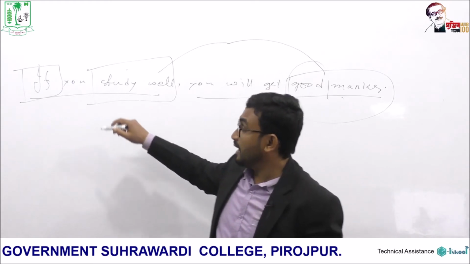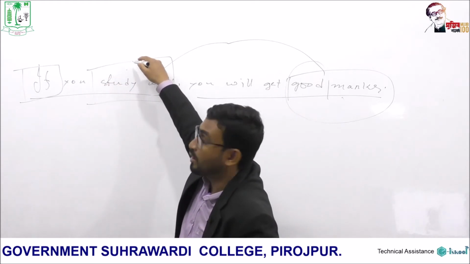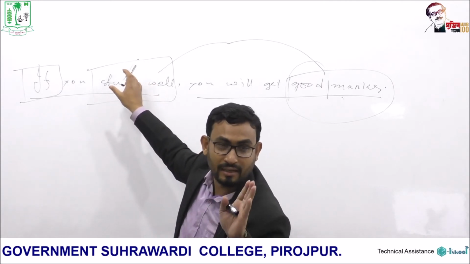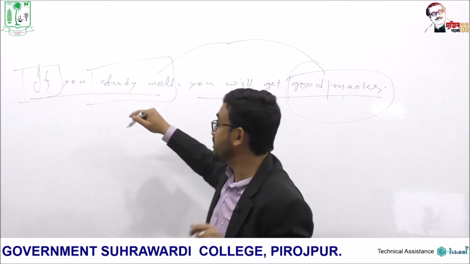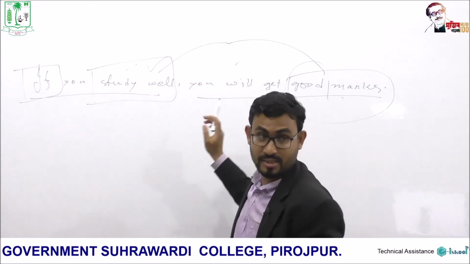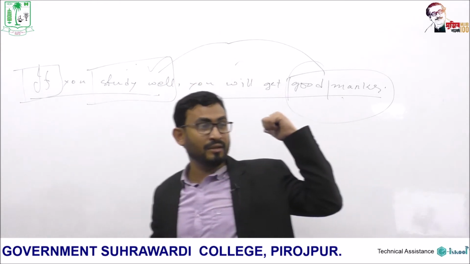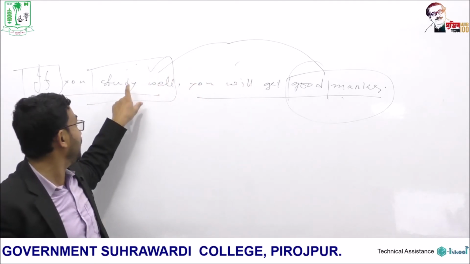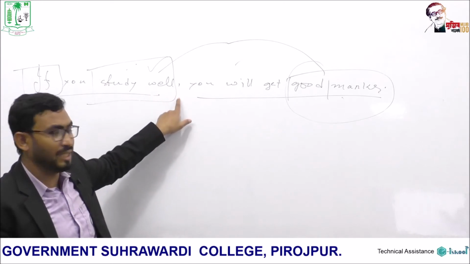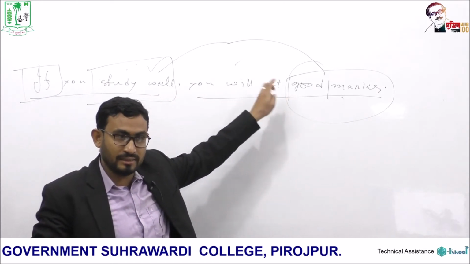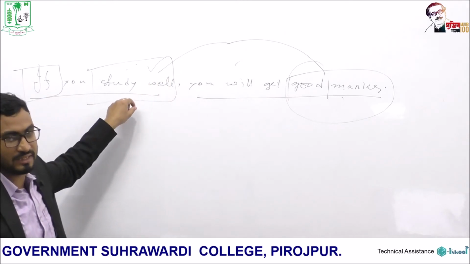That is, there are at least two clauses in a complex sentence. Therefore, in a conditional sentence, there are at least two clauses. One is the principal clause and the other is the subordinate clause. Take for example this sentence: how many clauses are there? If you study well, you will get good marks. That is, at least two clauses are here in this sentence.